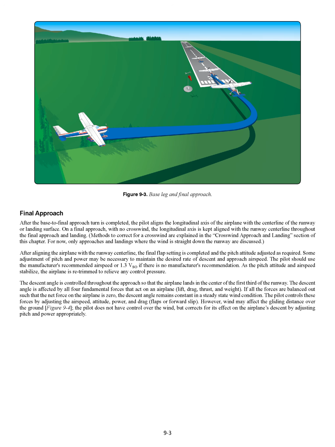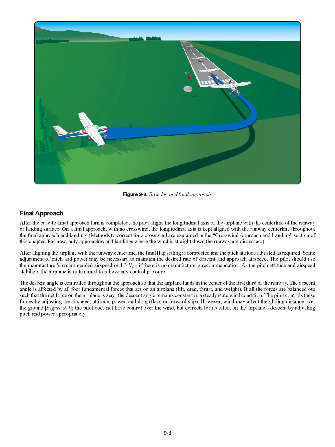The descent angle is controlled throughout the approach so that the airplane lands in the center of the first third of the runway. The descent angle is affected by all four fundamental forces that act on an airplane: lift, drag, thrust, and weight. If all the forces are balanced out such that the net force on the airplane is zero, the descent angle remains constant in a steady state wind condition. The pilot controls these forces by adjusting the airspeed, attitude, power, and drag, flaps or forward slip.